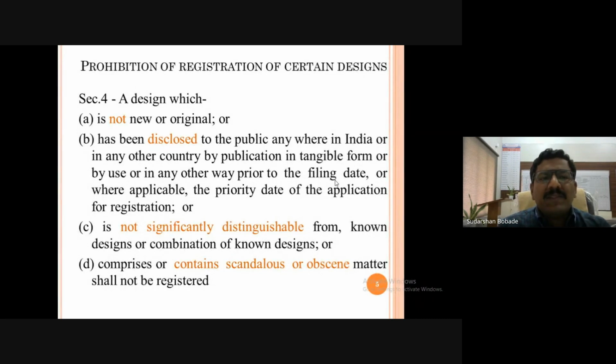So these are nothing but the section 4 for the design, which is very important, because many a time, because of not giving proper attention towards these 4 parameters, there might be an objection from the design office. And if we are unable to overrule that objection, then our application will get refused.